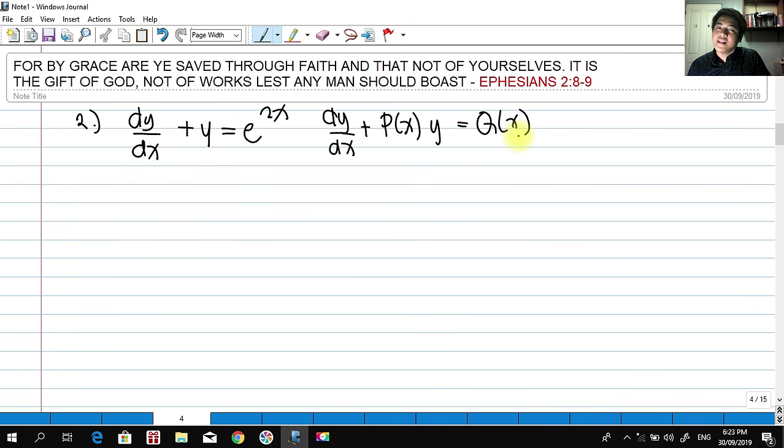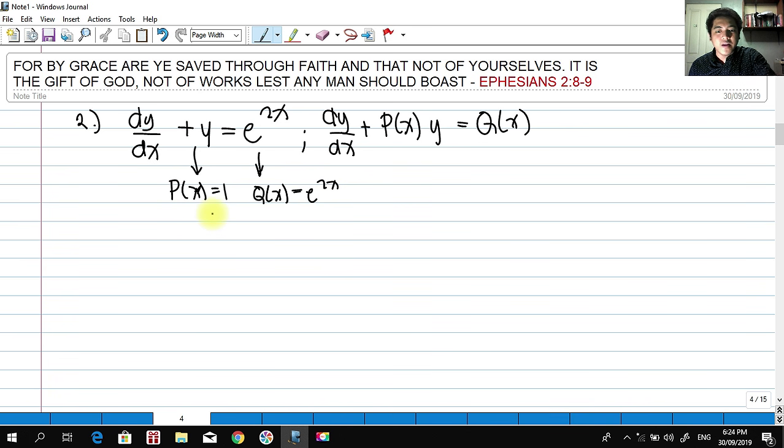Okay? So, why did that happen, sir? We have dy over dx here. Of course, that is linear in y, I presume. Right? So, plus y. Where is the p of x? The p of x here can be equal to 1. And it is equal actually to 1 because 1 times y is still equal to y. So our q of x here is e raised to 2x.